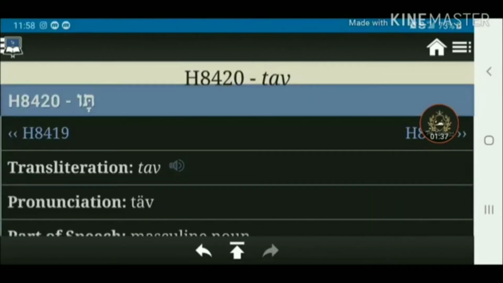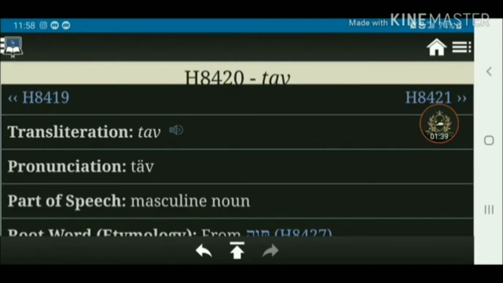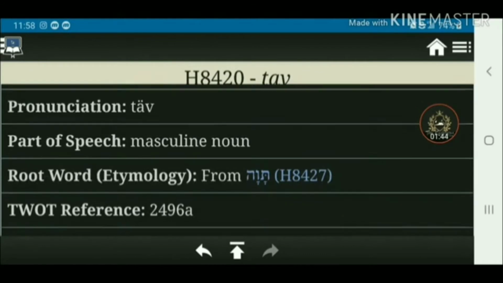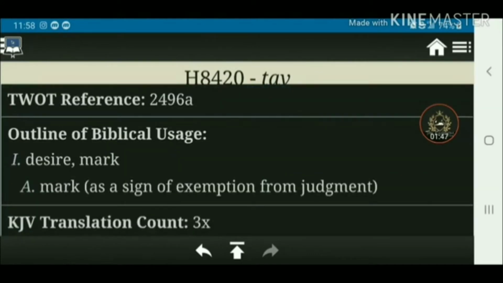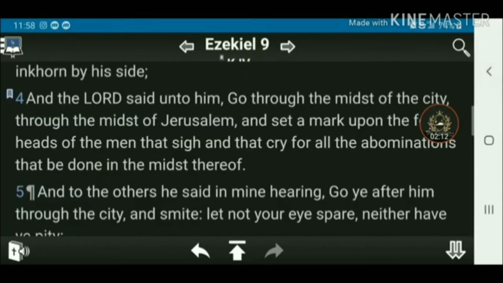This is tav, right? Strong's H8420. Tav. All right. A desire mark as a sign of exemption from judgment. All right. So these men are marked to escape the judgment that's coming. And we know that judgment is the summer. That's the right before the wrath. You know, the judgment is the tribulation and wrath. But he said he would save a particular people from that hour of temptation.